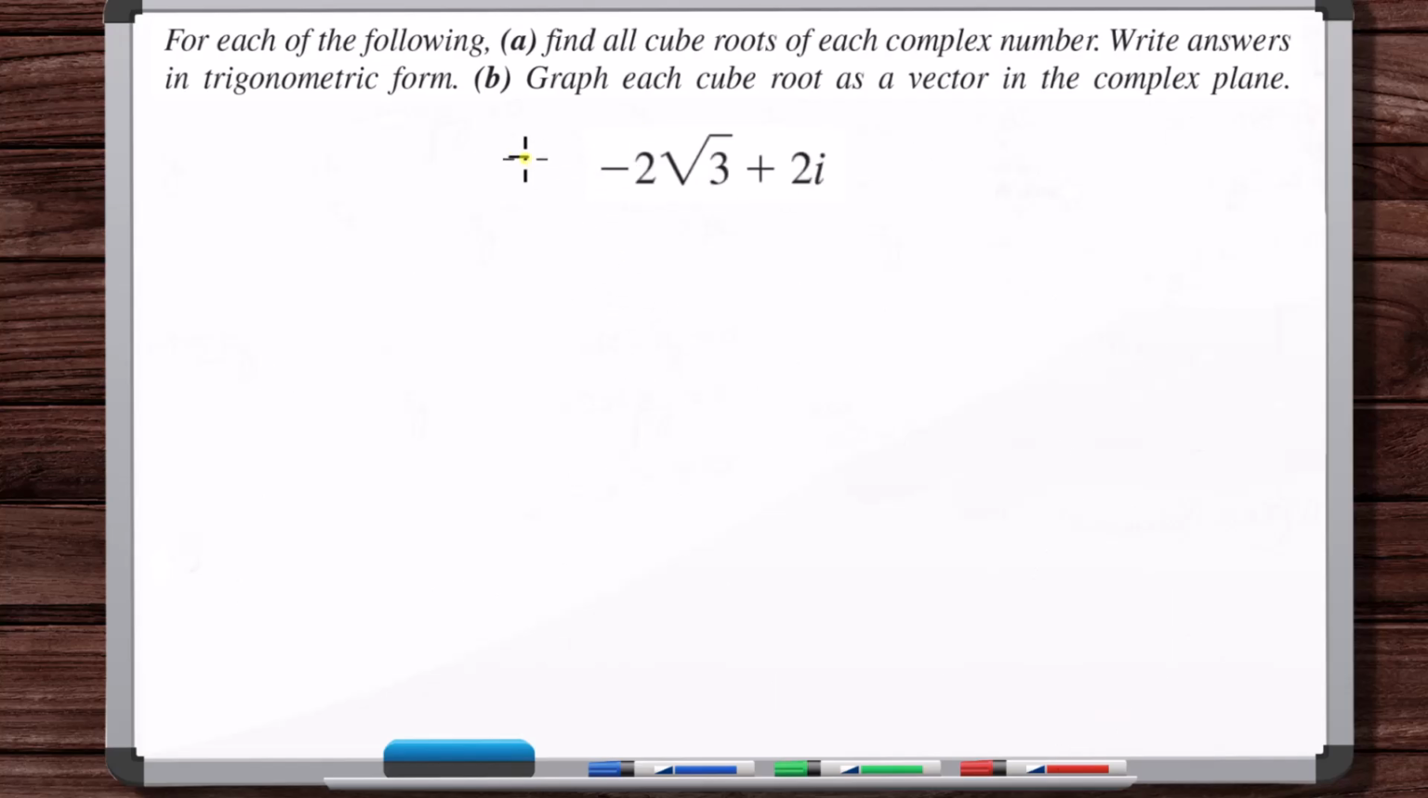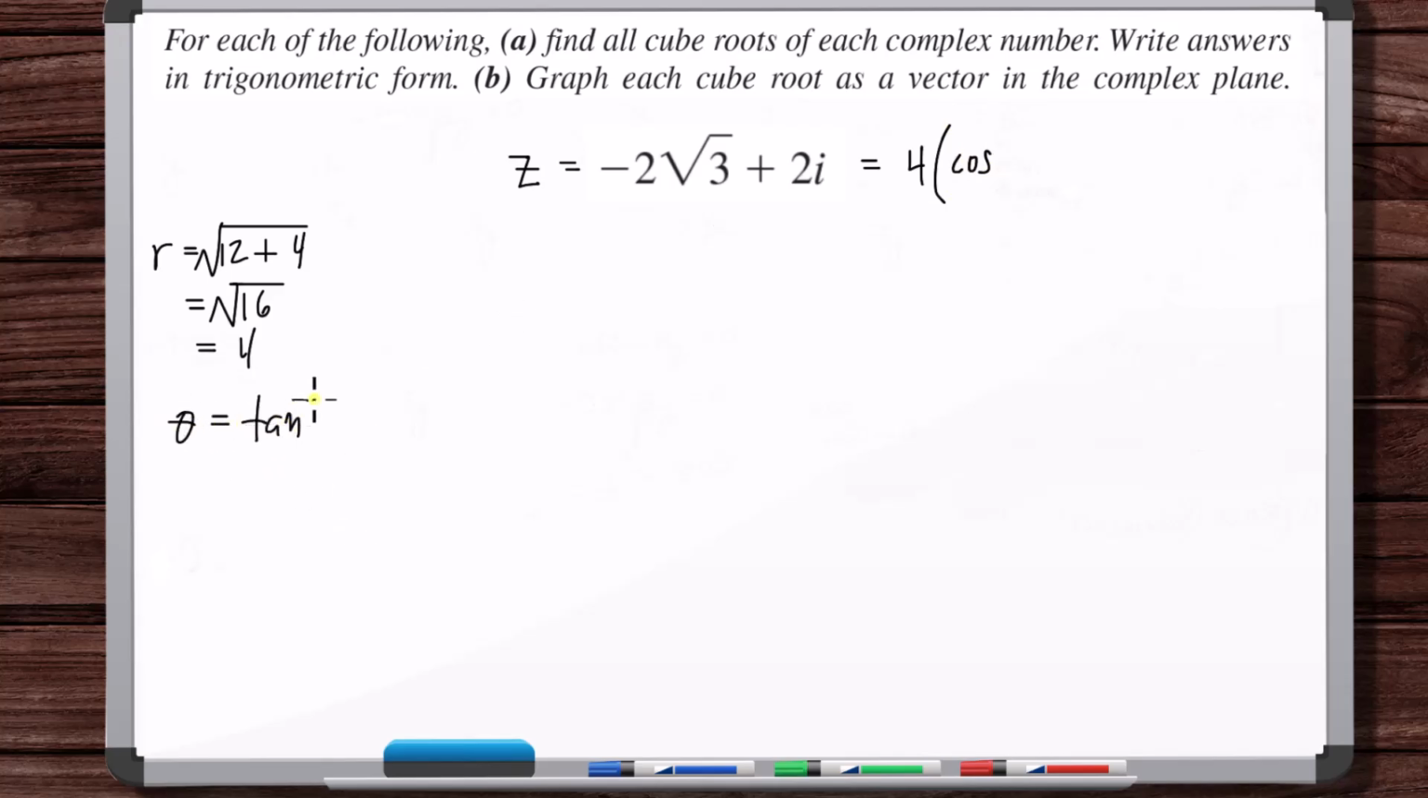Okay, what are all the cube roots of this complex number? Let's convert it to polar. So 2 root 3 squared is going to be 4 times 3. So what's the radius here? 4 times 3 is 12 plus 4. Okay. So 4. All right. Now the inverse tangent of 2 over minus 2 root 3. So that's minus 1 over root 3.